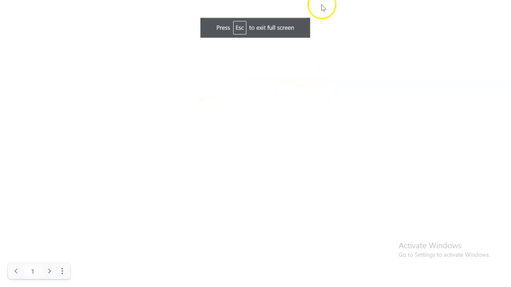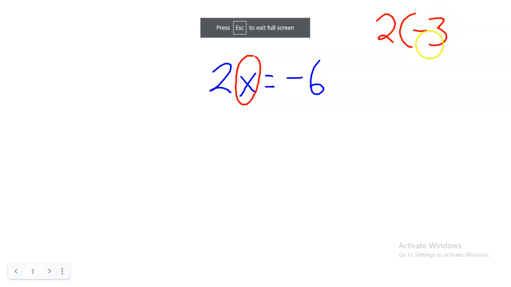Nope, not that. Let's do this. 2 times x is equal to -6. Okay? So, I want to figure out what value my x is. Okay? So, in order to figure this out, I have to get that x all by itself. And I could do the same thing with what I did before, where if I've got 2 times -3 is equal to -6, okay?